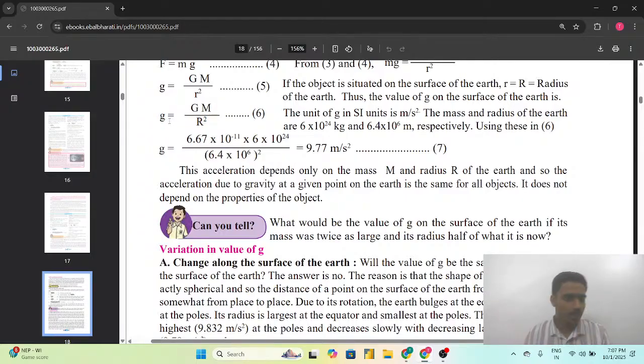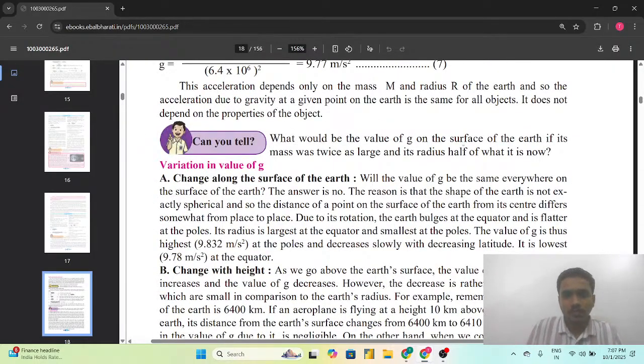and in this equation we saw that the acceleration due to gravity is constant, that is, the value of g is constant. The mass of the earth is a constant, 6 into 10 raised to 24, and r, the radius of the earth, is 6.4 into 10 raised to 6, which is also constant. So we are getting the value of the acceleration due to gravity as 9.77, which is constant. So we can conclude from this that the acceleration due to gravity will be constant at any point for all the objects on the surface of the earth.